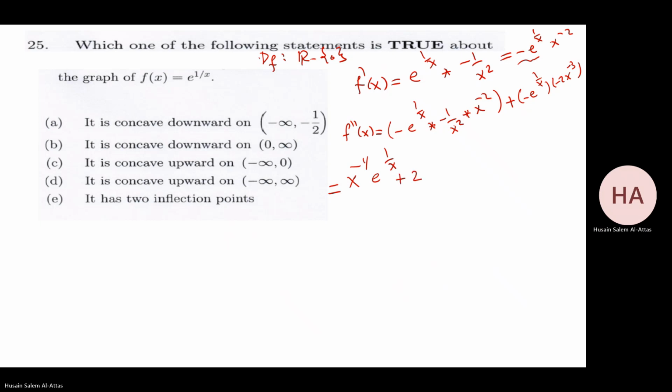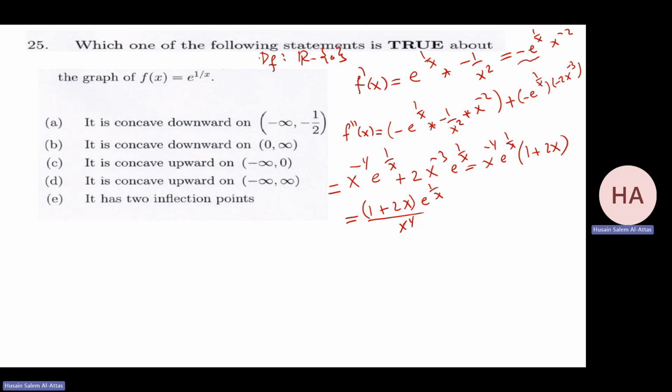plus 2x to the minus 3 e to the 1 over x. In other words, x to the minus 4 e to the 1 over x times (1 plus 2x), which is (1 plus 2x) e to the 1 over x over x to the 4. So I have f double prime equal to 0, so I have x equal minus half. Plug in the minus half. The 0 also is there.